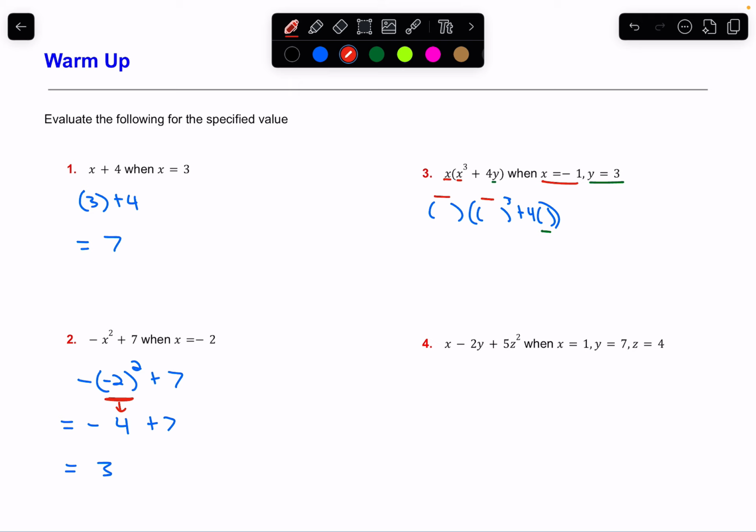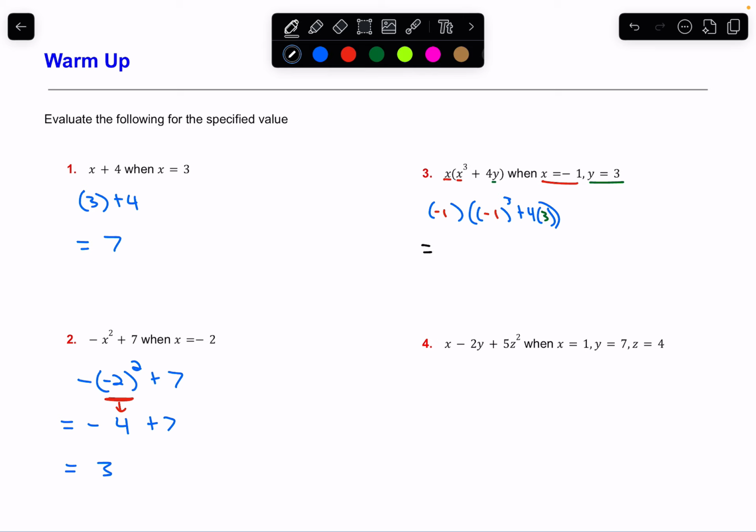That way I already have a placeholder spot, and then I just have to plug it in. So where there were x's, I'm going to write negative 1s. And where there was a y, there's just one of them, I'm going to write a 3. Okay, so those parentheses are just placeholders. That way I know where to put my variables. Now I start simplifying here.